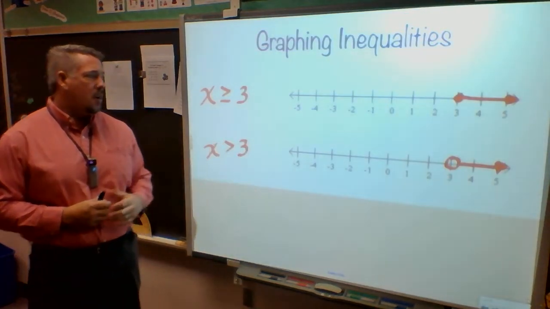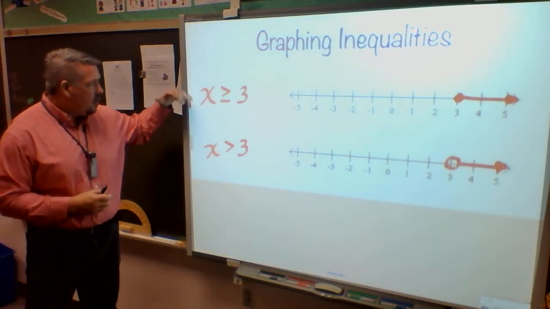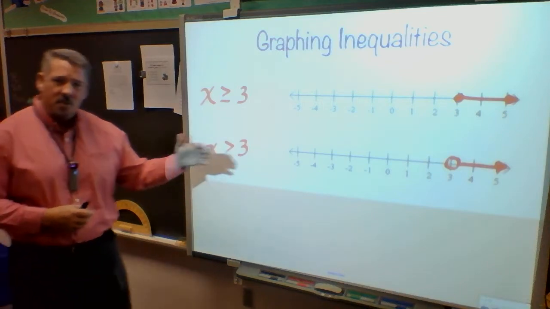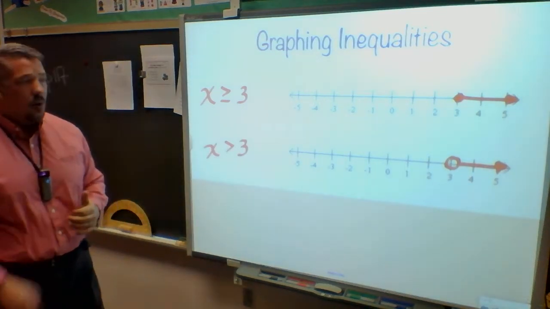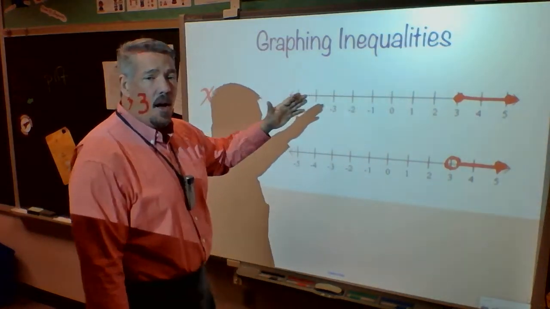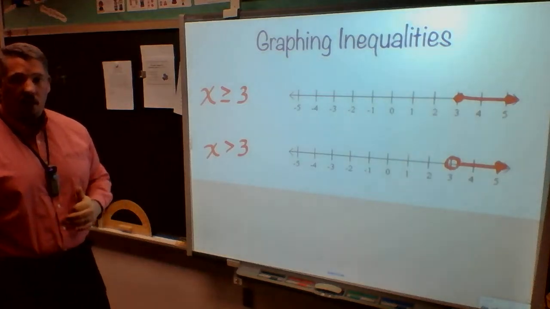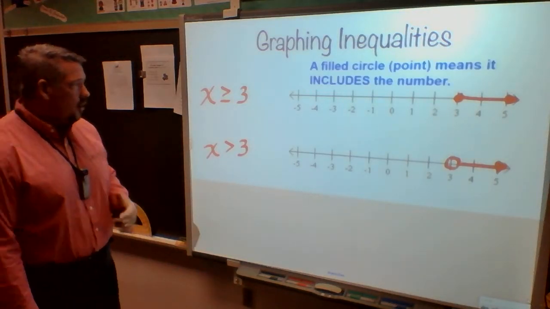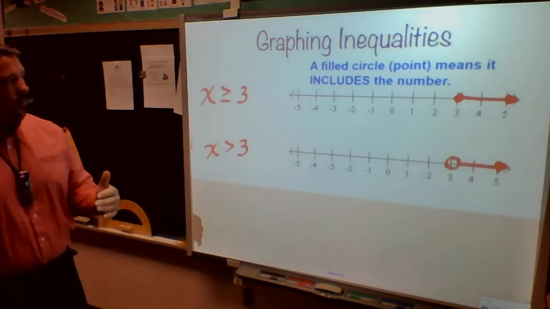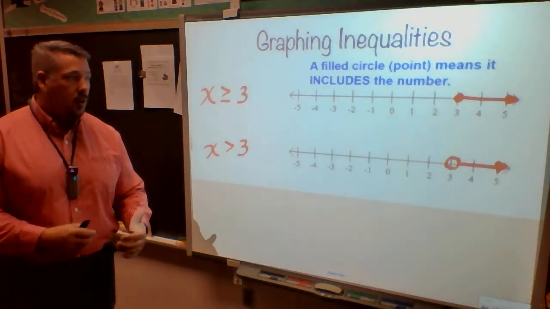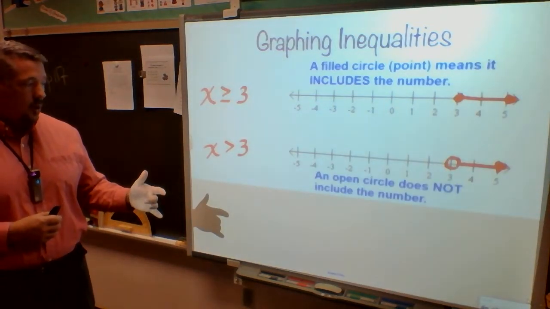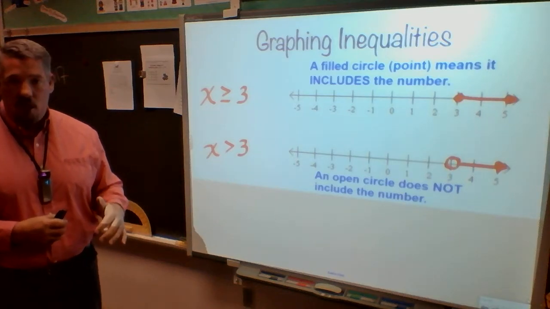So if I have this type of scenario, notice that this says x is greater than or equal to 3. X is greater than 3. We have to understand what that's telling us to do. Or we may have to look at this and identify which one is the right answer to it. So when I look at it and I see that this one has a dot, it says that a filled circle or a point on the line means that it will include that number. An open circle means that it's not going to include that number.